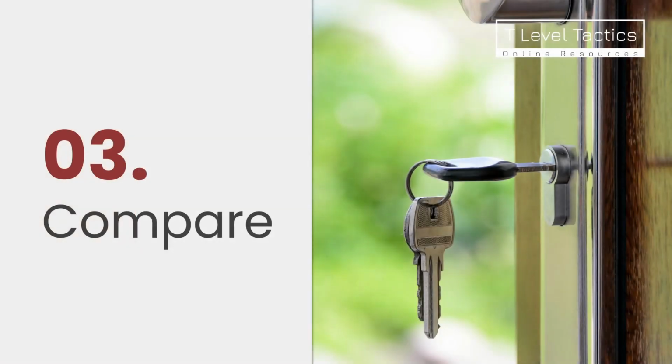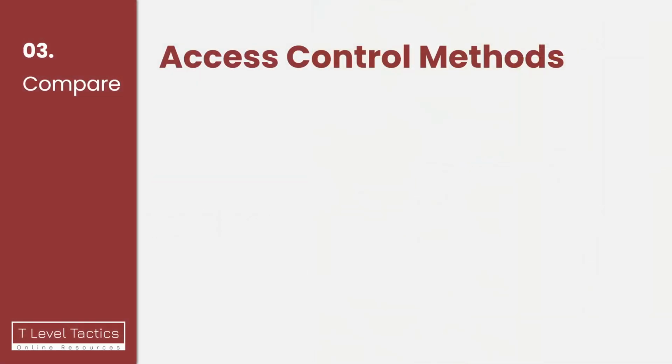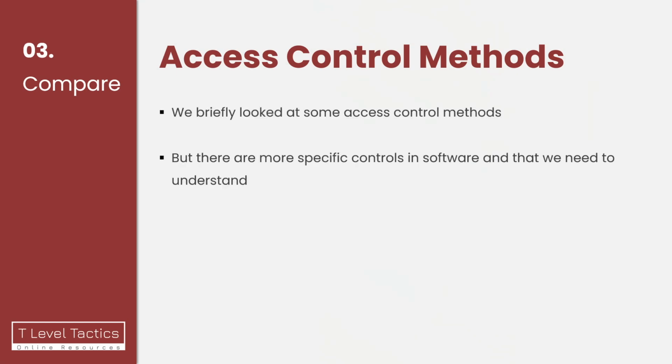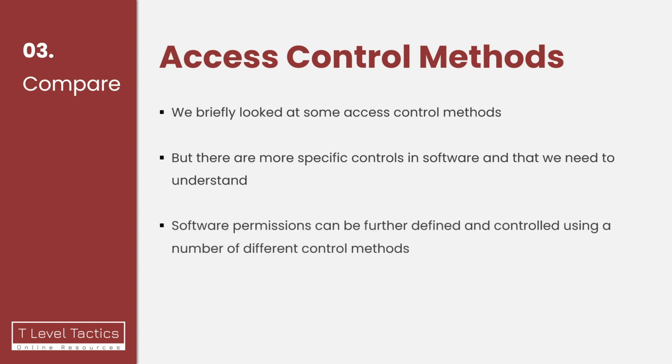Finally, we're going to compare some different access control methods. They're going to be quite specific. We've briefly looked at some different access control methods, but there are some more specific controls in software that we need to understand. Software permissions can be further defined and controlled using a number of different control methods.